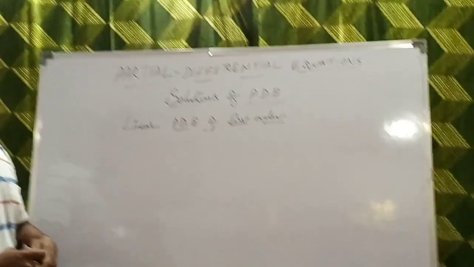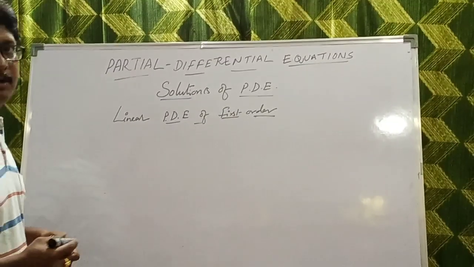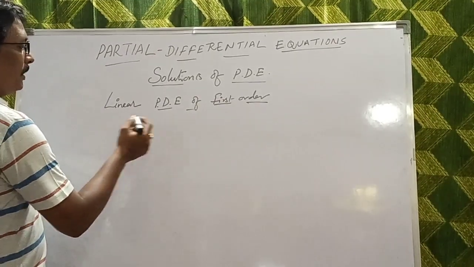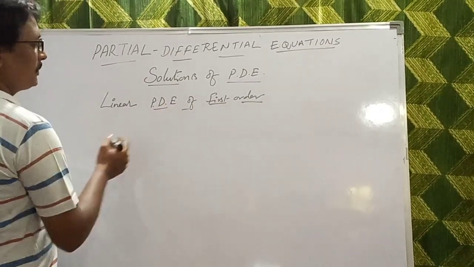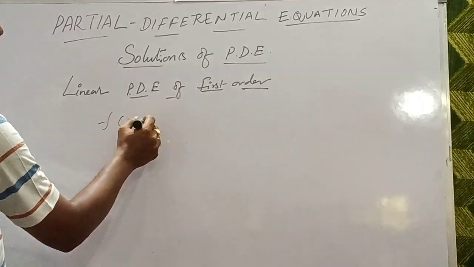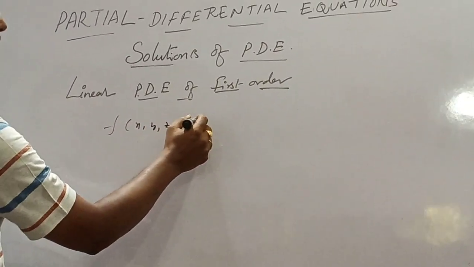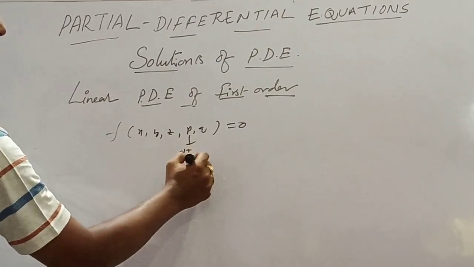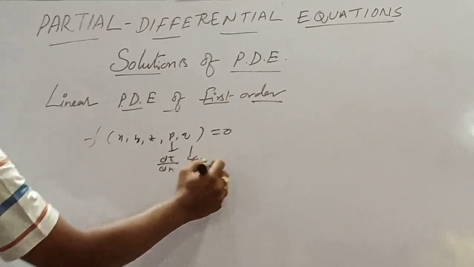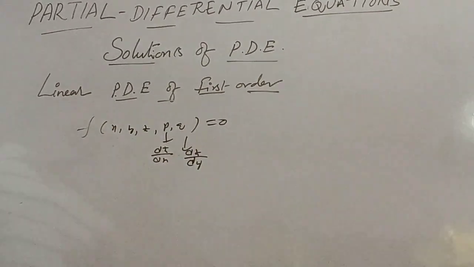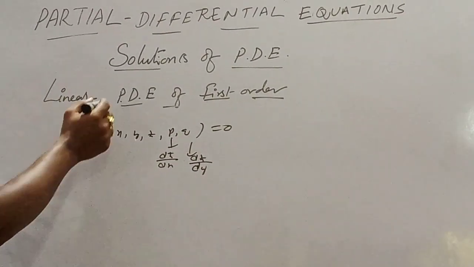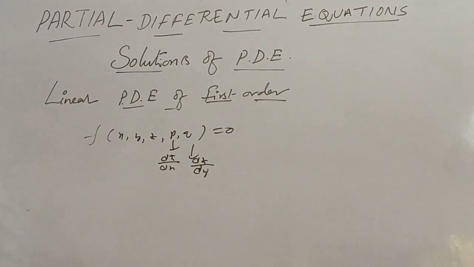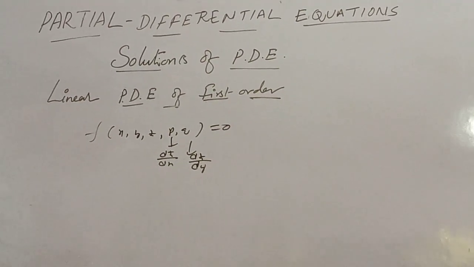First order means maximum first derivative with respect to x and with respect to y of z. A partial differential equation of the form f(x, y, z, p, q), where p is dz by dx and q is dz by dy, is called a linear PDE of first order. Here we are going to discuss Lagrange's linear PDE.